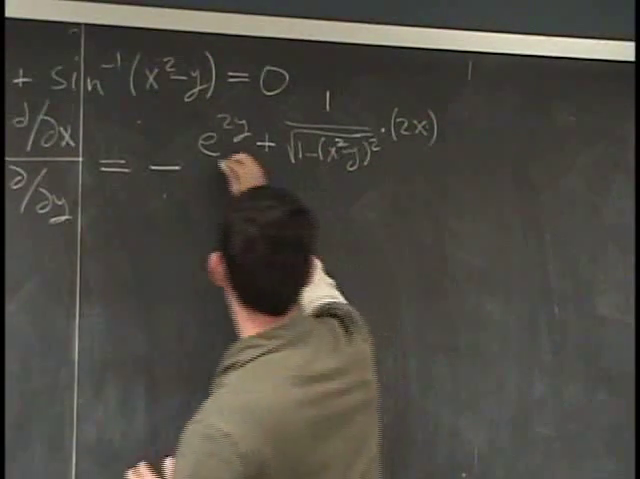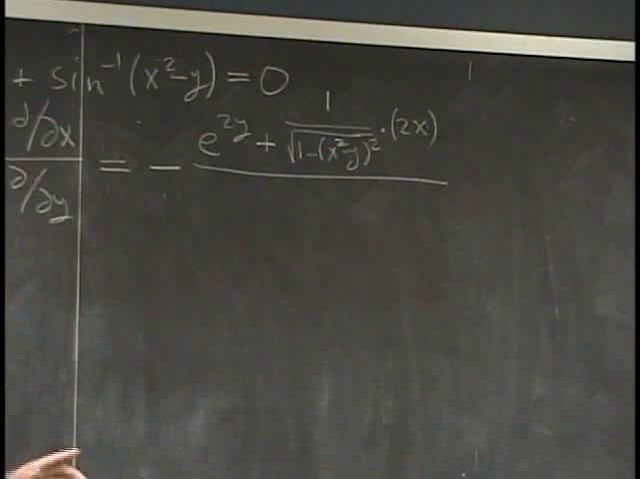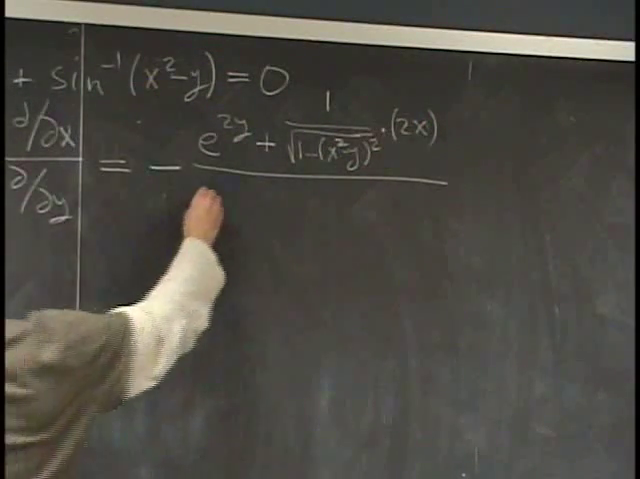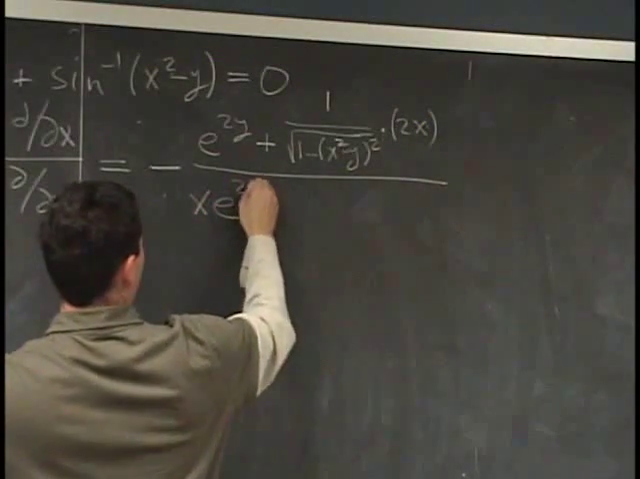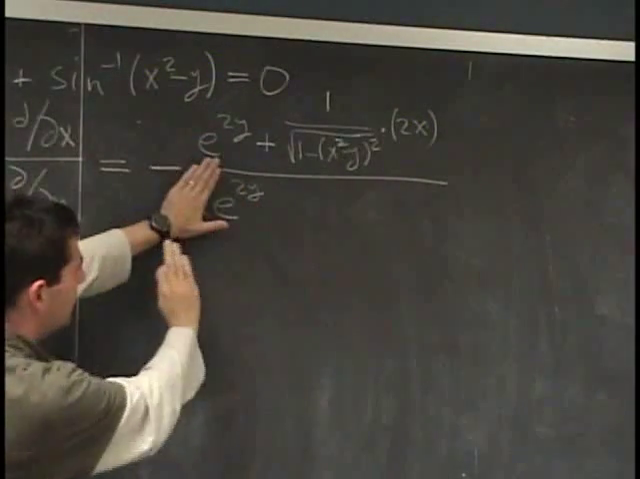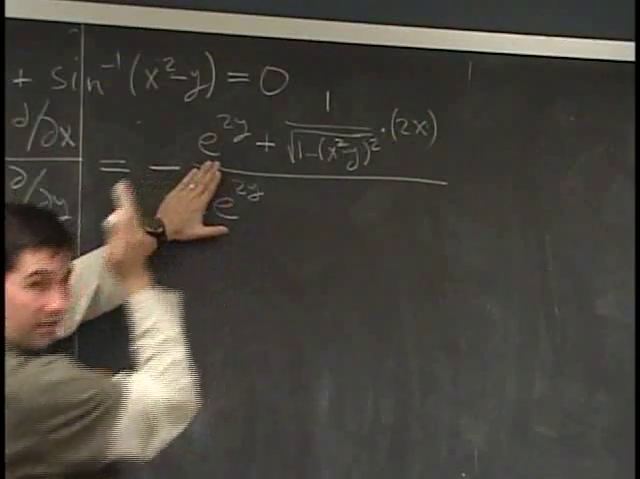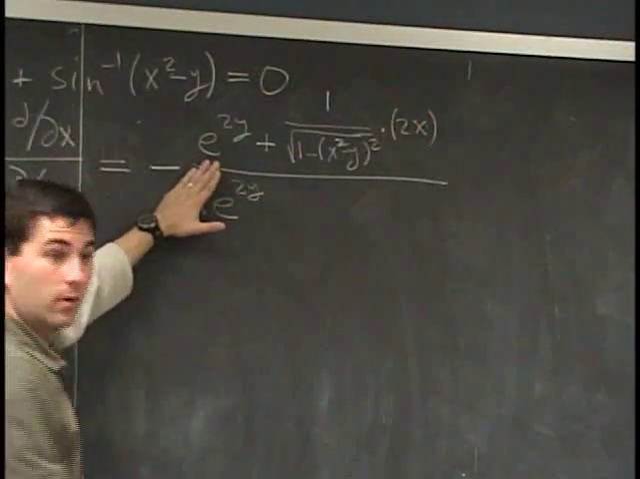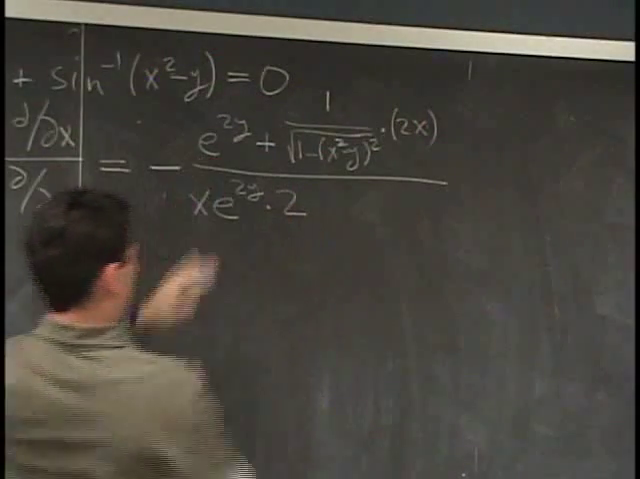Okay, fine. Divided by, now I do the whole derivative again, but I treat x as a constant. So what's the derivative of e to the 2y times a constant? x times e to the 2y times 2, because the x just stays there. The derivative of e to the 2y is e to the 2y times the derivative of 2y, which is 2. You have to use the chain rule.